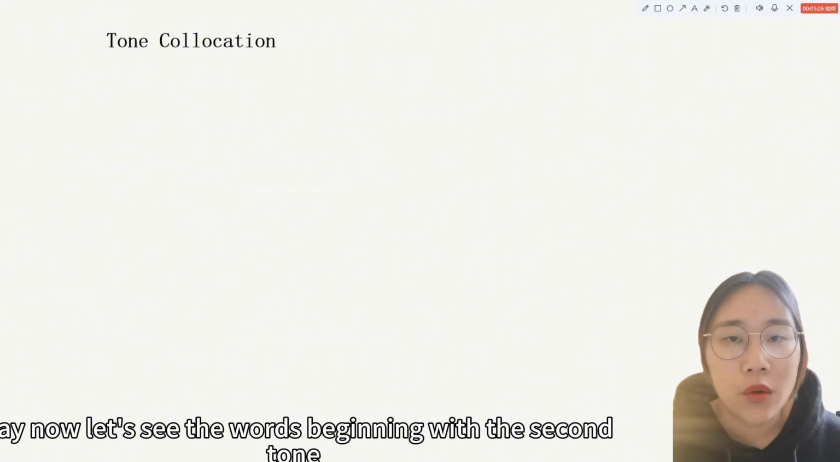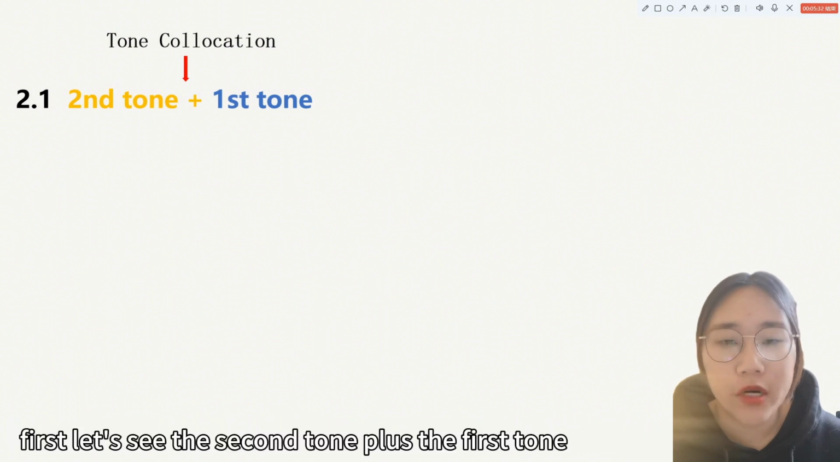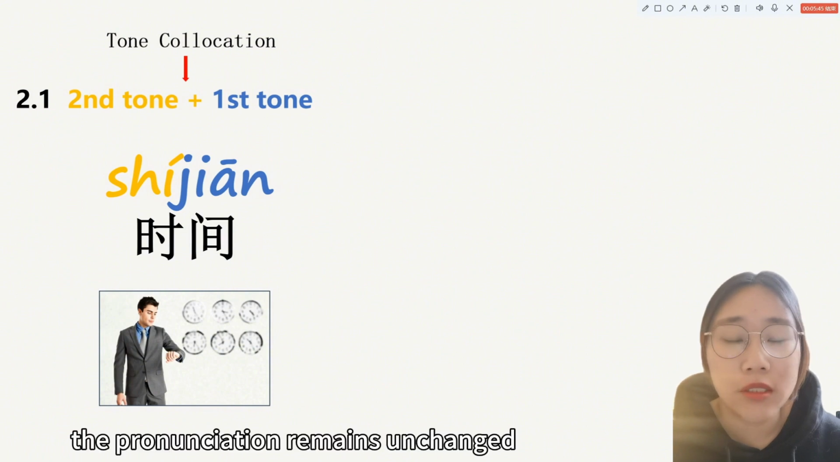Okay, now let's say the words beginning with the second tone. First, let's say the second tone plus the first tone. 时间, 时间, it means time. So, the pronunciation remains unchanged.